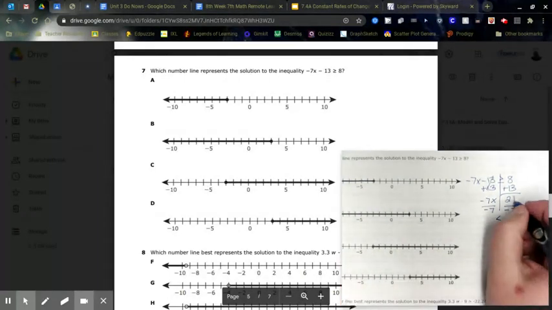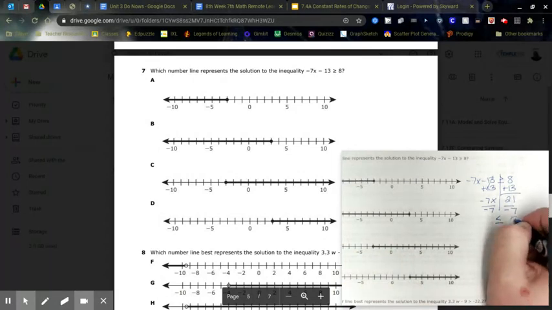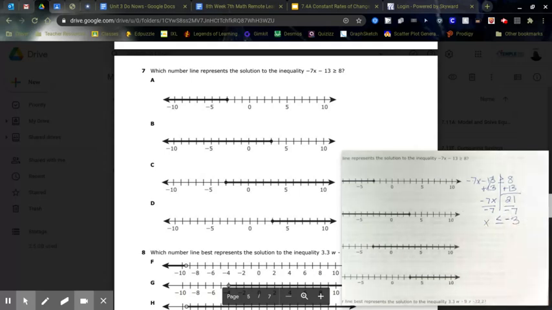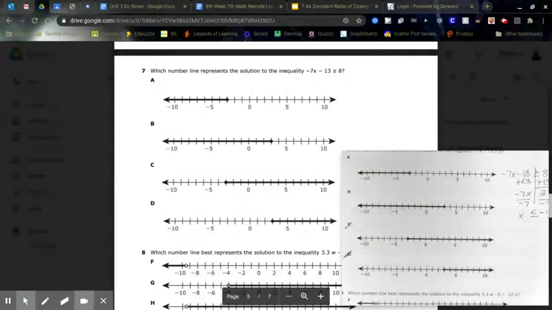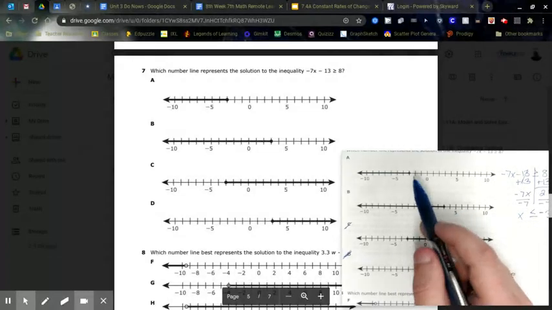Okay, 21 divided by negative 7. So 21 divided by 7 is 3, right? And if that's negative, it's going to be negative 3. So x is going to be less than or equal to negative 3. So let's look at which one. This one's at positive 3. This one's at negative 3. So it's going to be A.